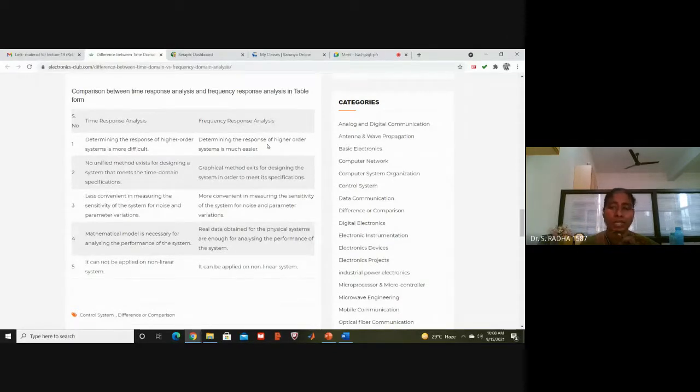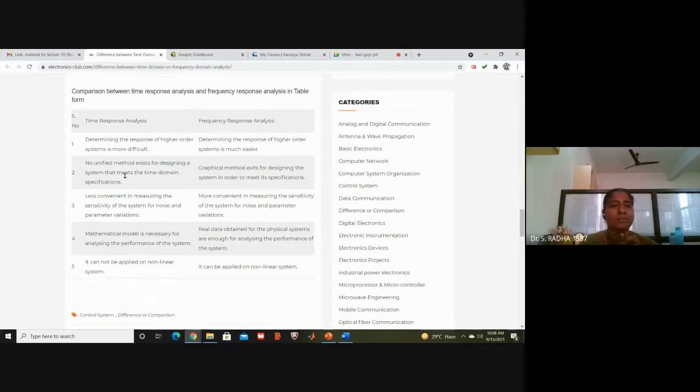What is the higher order? Order means the highest power of S in the denominator of the closed loop transfer function. If S power 5 or S power 15 is there, it is difficult to apply the time domain response. It is easy to apply frequency domain response.